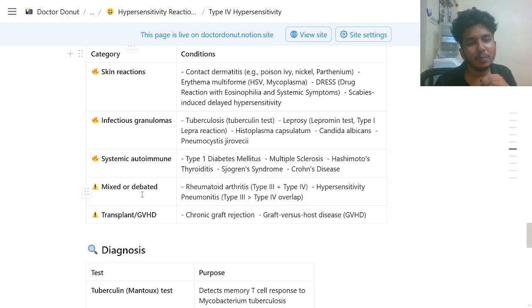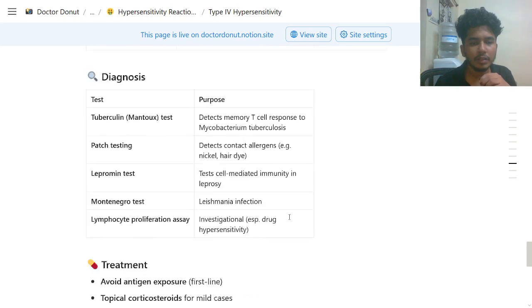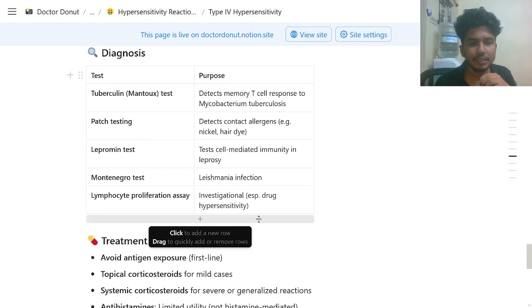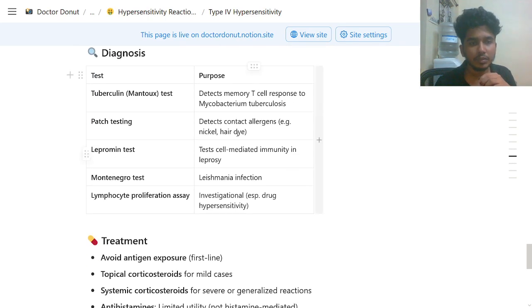So mixed or debated. Rheumatoid arthritis is type 3 plus type 4, hypersensitivity pneumonitis is type 3 more than type 4, and then transplant and GVHD. So chronic graft rejection and graft versus host disease are seen in type 4. So we're going to look at some of the distinct tests which are based on this type of hypersensitivity.